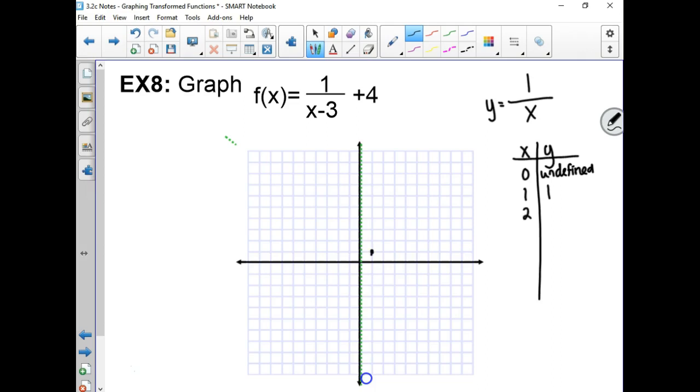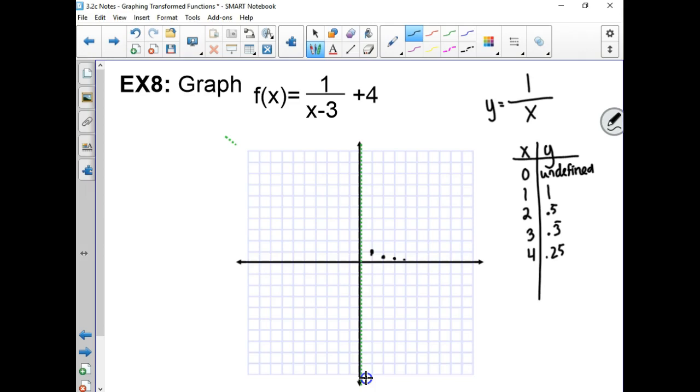If I plug in 2, I get 0.5, right? So 2 is 0.5. If I plug in 3, that's when I'll get 0.3 repeating, right? And then 4 gives 0.25. It's getting almost impossible here to really graph anything that means anything, right?